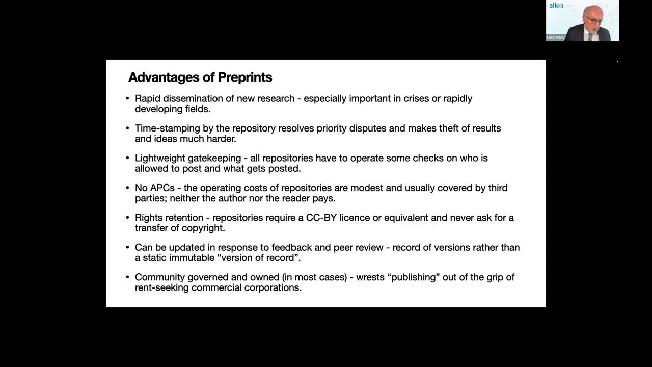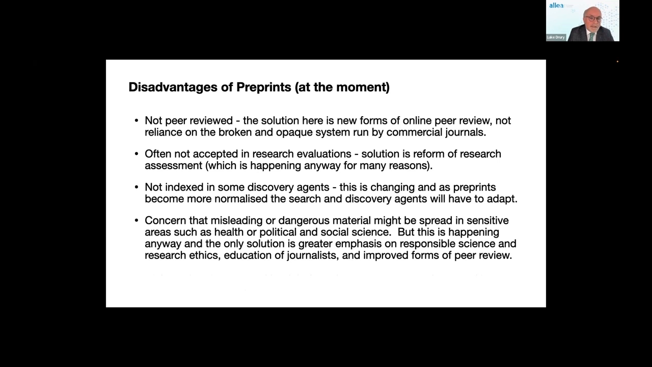And a very important point is that most preprint servers are community governed and owned, and this wrests publishing out of the grip of rent-seeking commercial corporations. Now, of course, there are disadvantages. The one which most people raise immediately is that preprints are not peer-reviewed.